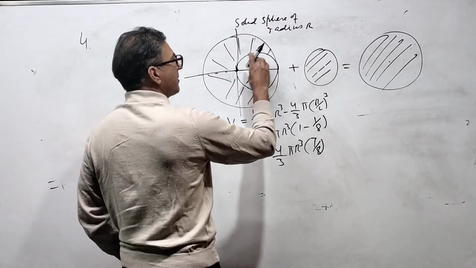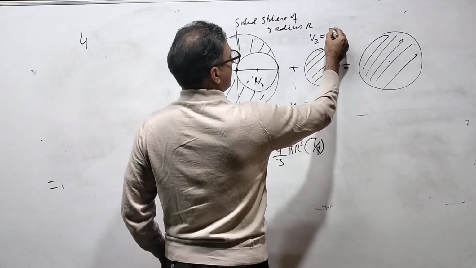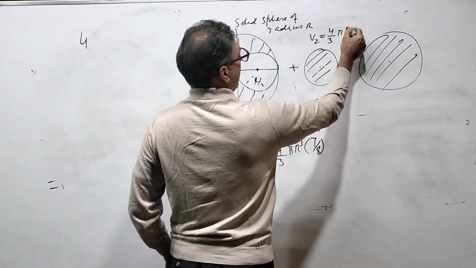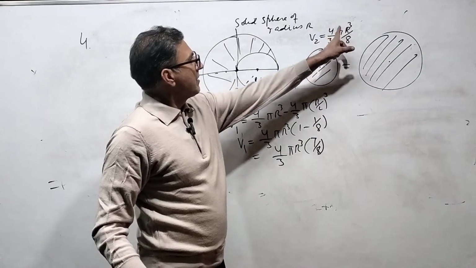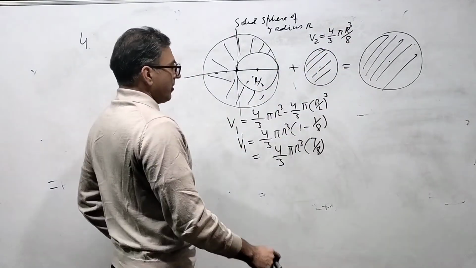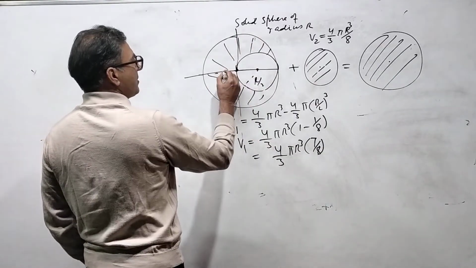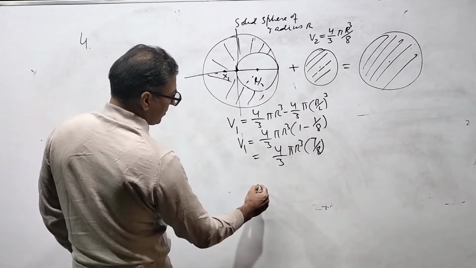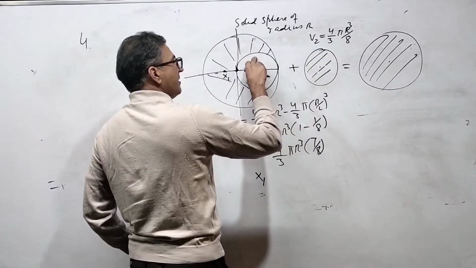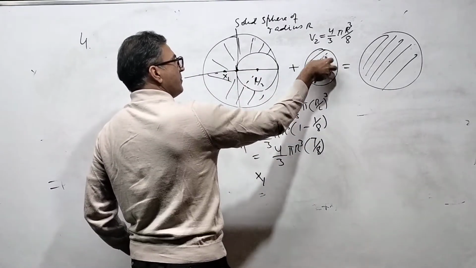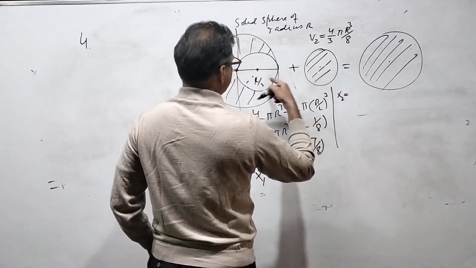What is the volume of this cavity part? That is V2. That is 4 by 3 pi (r by 2) cube, that is 4 by 3 pi r cube by 8. What is its x coordinate? This is what I have to find. Let me suppose this is its x coordinate, which I have to find, so its x coordinate is x1. What is the coordinate of the cavity? It is not here, it is here. It is put here to make it a full one. Its coordinate is x2, that is r by 2.